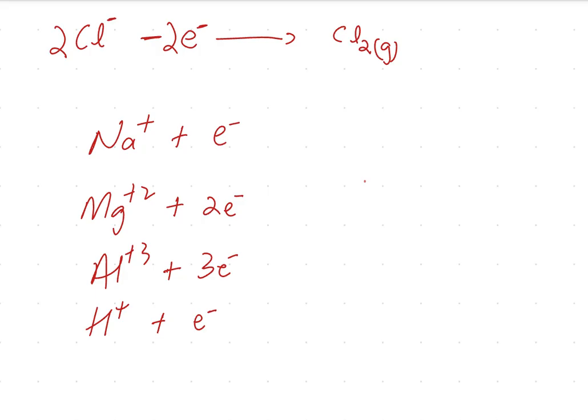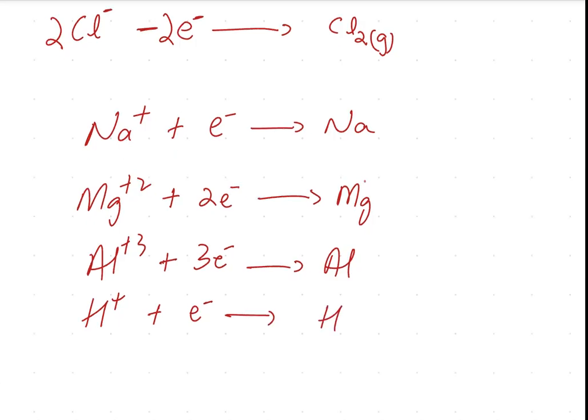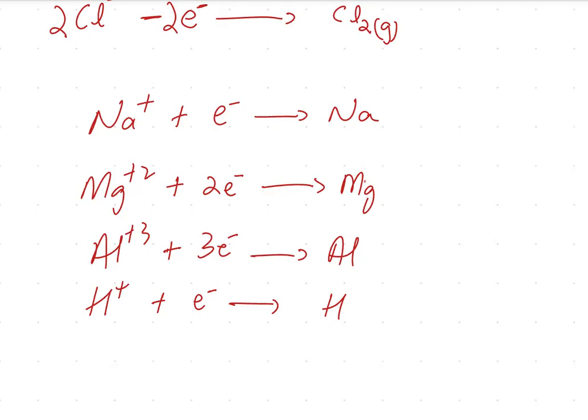So when sodium gets 1 electron, it will be converted into sodium. Magnesium when it gains 2 electrons will become magnesium. Aluminium will become aluminium, and hydrogen becomes H. But keep in mind that hydrogen is diatomic, so what will happen? You have to write 2 here, and for balancing, 2 here and 2 here. So I hope you all understand how to write the ionic equation for the positive ion, as I have given you the 4 examples.